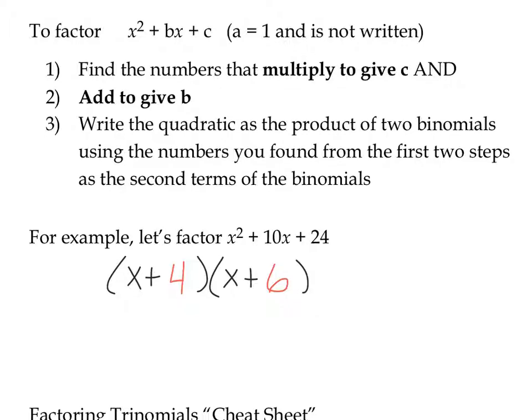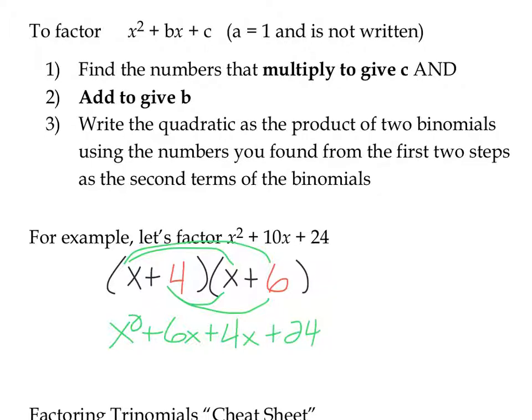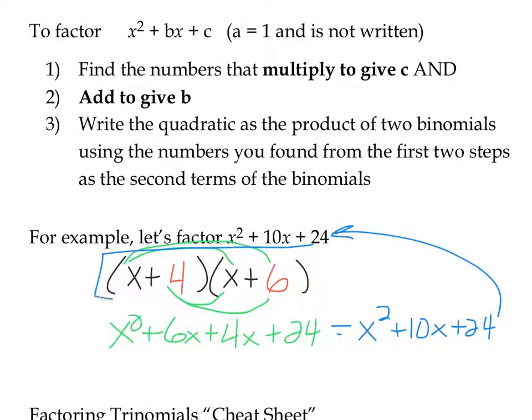If we wanted to check that, we could FOIL this. We could do x times x, that's x squared. x times 6, that's plus 6x. 4 times x is 4x. And 4 times 6 is 24. And then when we write out our final form, we could combine those two middle terms to give us 10x plus 24. And we can see that is in fact what we started with. So this would be the correct factored form for that trinomial.